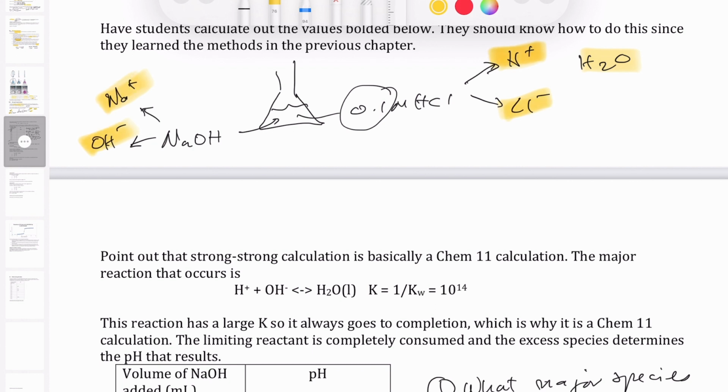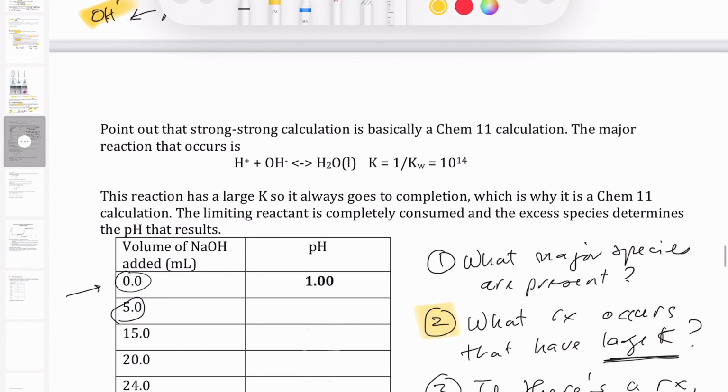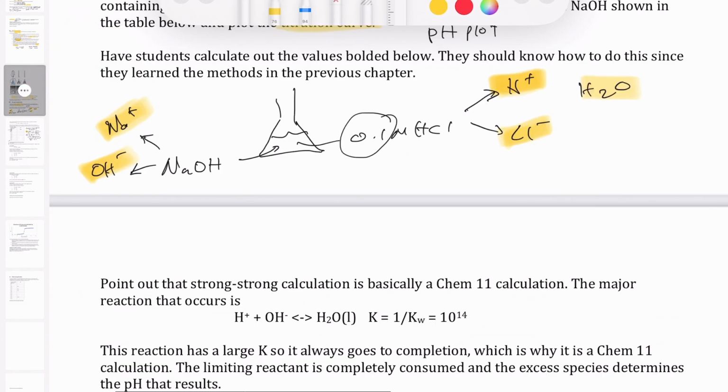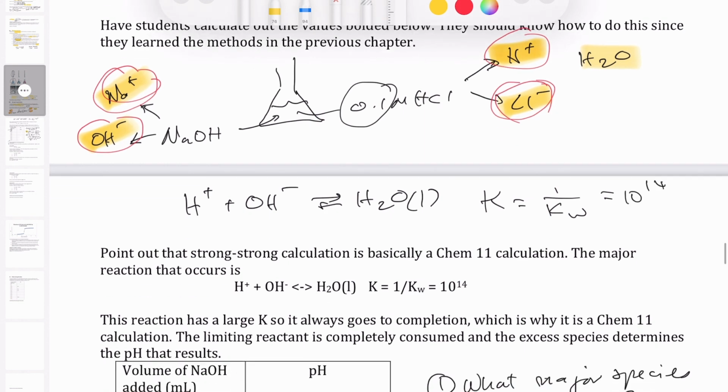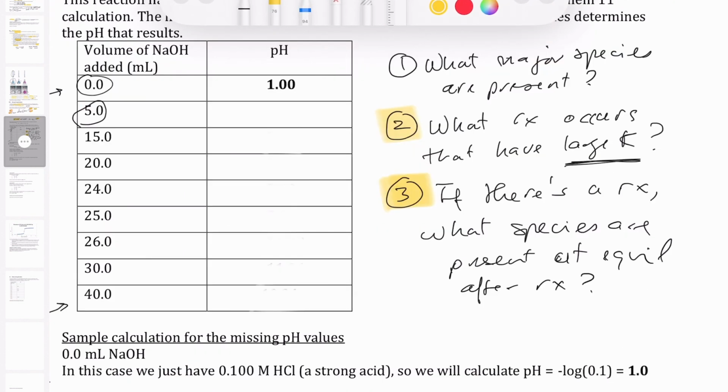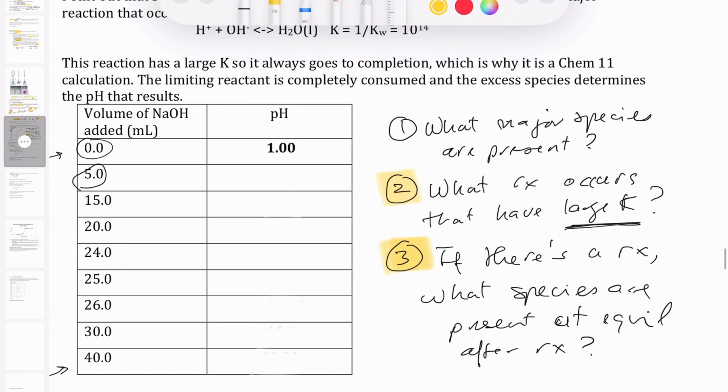What you have to think about is which two of these would actually react to an appreciable extent. What reaction occurs that has a large K? If you go through all of the possible combinations, the only reaction that actually happens to a large extent is this reaction right here: H plus plus OH minus goes to water. The reason is that the K of this reaction is actually 1 over Kw, and so it's 10 to the 14, because Kw itself is 10 to the minus 14. So this is a large K reaction. If there's a reaction, what do we have at the end, at equilibrium after the reaction?